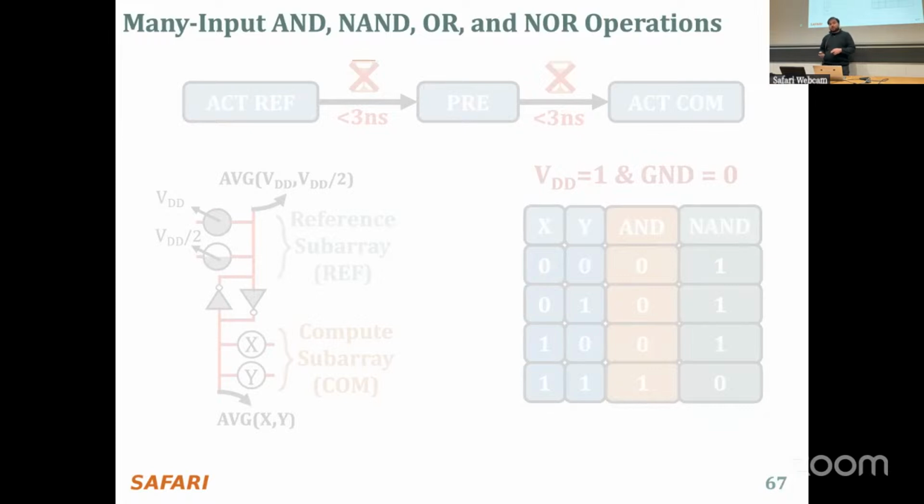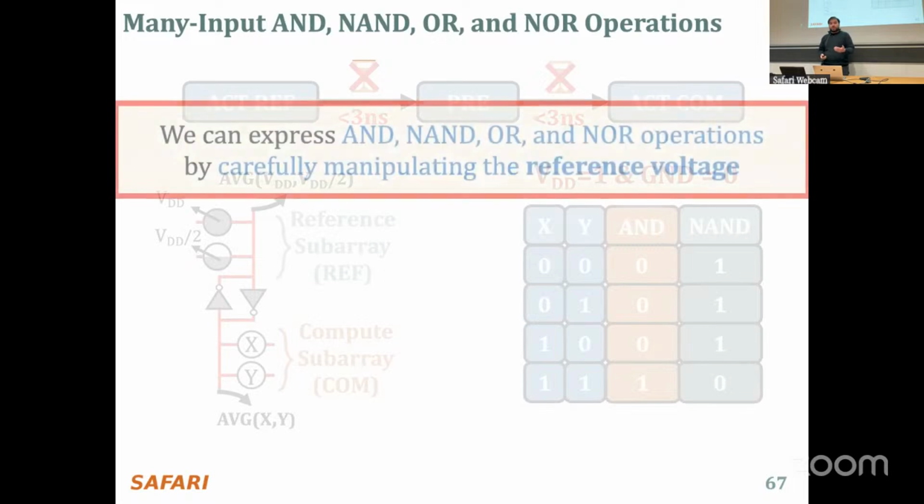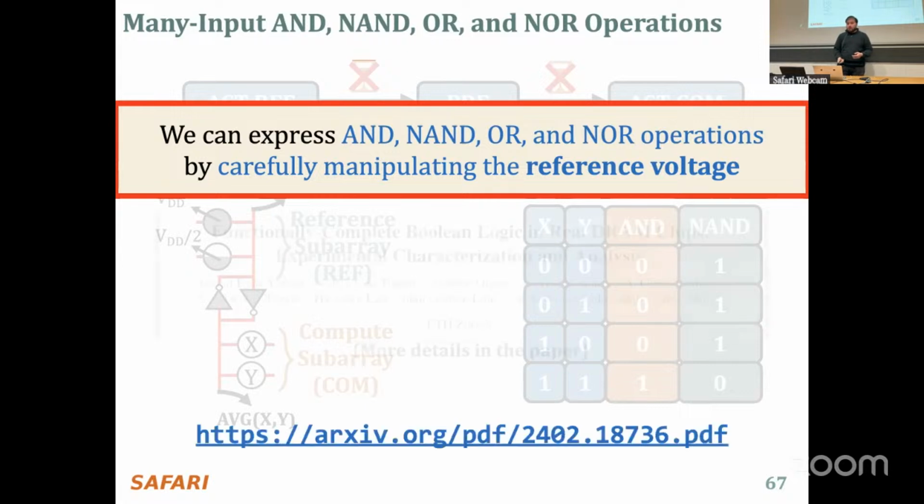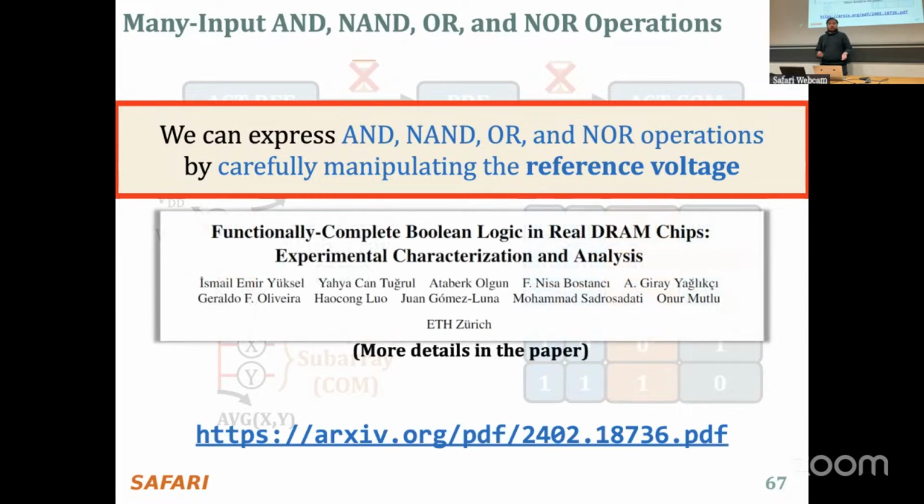And to be able to perform many-input AND, NAND, OR, and NOR operations, the key idea is really carefully manipulating the reference voltage. Here we carefully use VDD and VDD over 2 in the reference voltage. So you can play with that to realize OR and NOR operations, and you can scale this to n number of inputs. For this one, please check the paper for more details. But if you have any questions, I can answer.